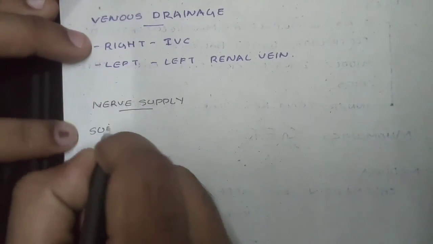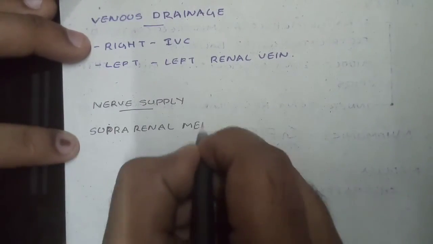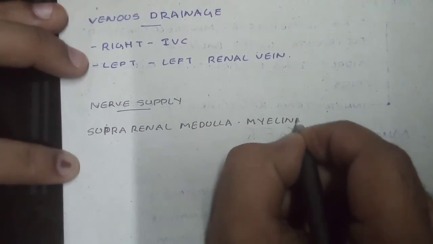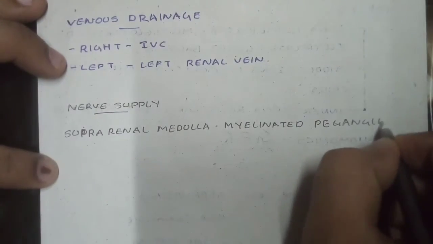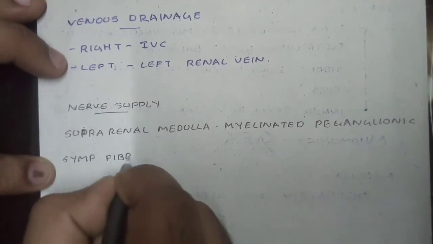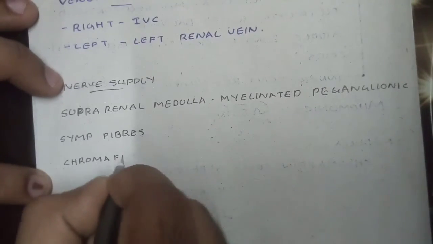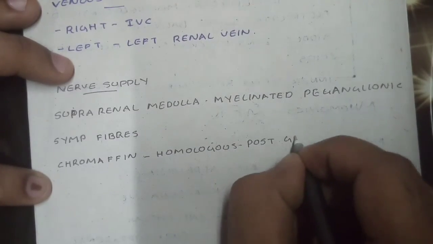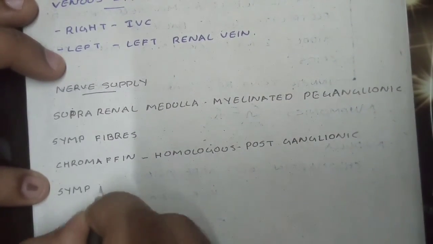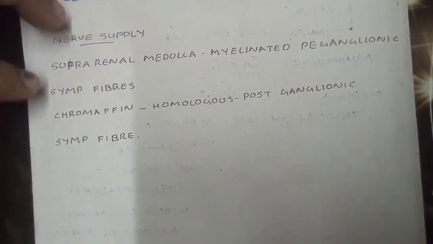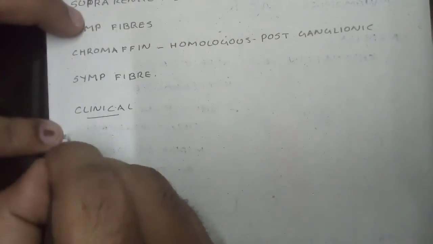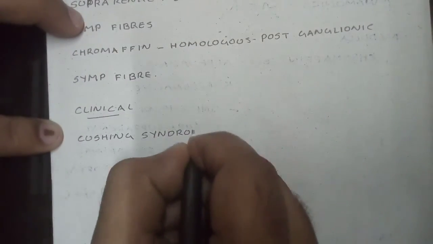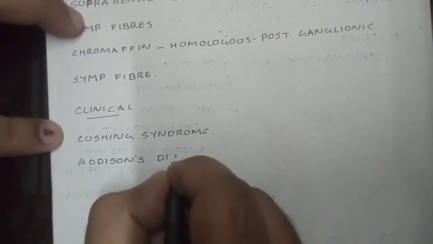Now for the nerve supply. The suprarenal medulla has a rich nerve supply through myelinated preganglionic sympathetic fibers, and the chromaffin cells in it are considered homologous with postganglionic sympathetic neurons. That's for the nerve supply. Now for the clinical anatomy: Cushing syndrome and Addison disease can be mentioned in the clinical anatomy of the suprarenal gland.